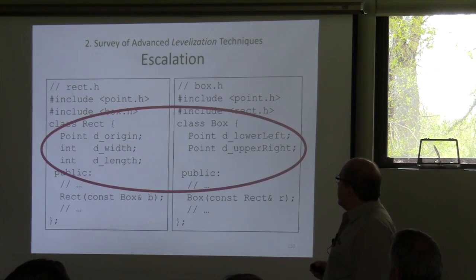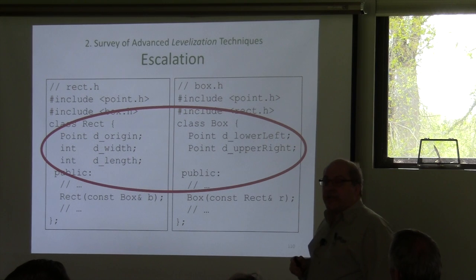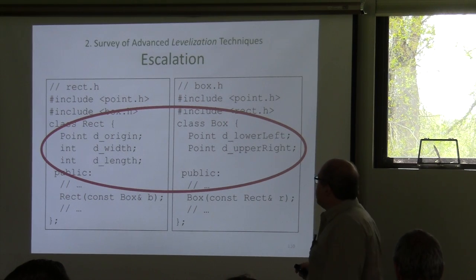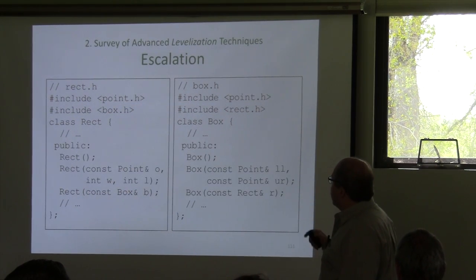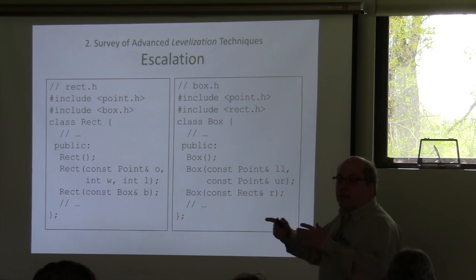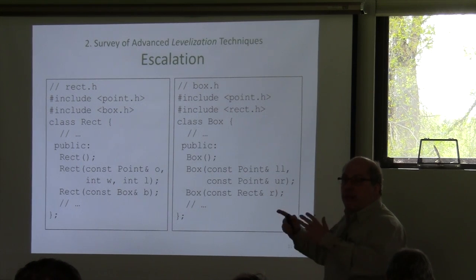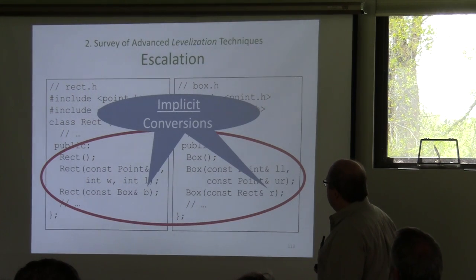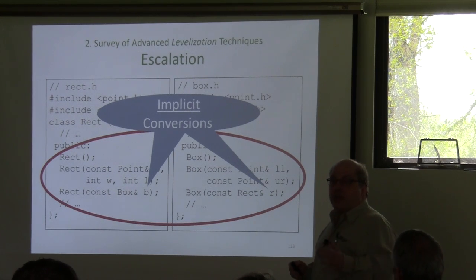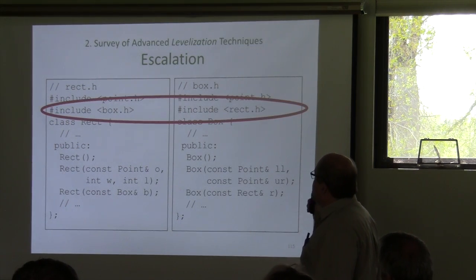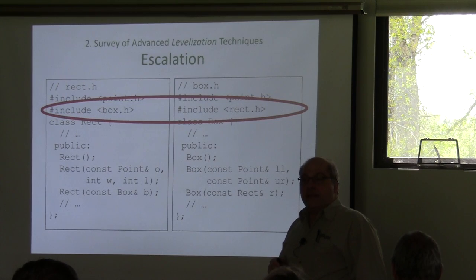So, here's an example, and you can see that they have different representations. Perhaps they represent the same value. So, we'll ignore the representations and just accept that we have two different, possibly non-lossy, exchangeable value types. And if you look here, you'll see that we have two implicit conversions. We can take a box and we can turn it into a rectangle and vice versa, right? And so this is possible because each one includes the other in the header file.